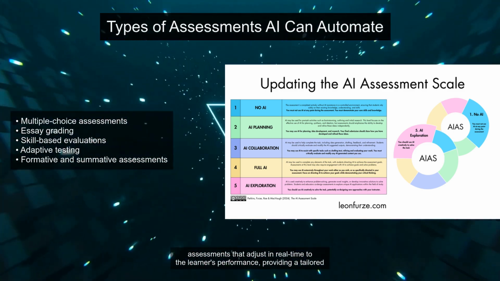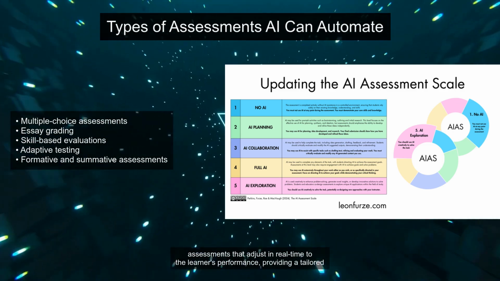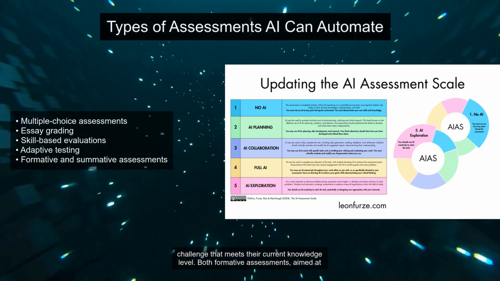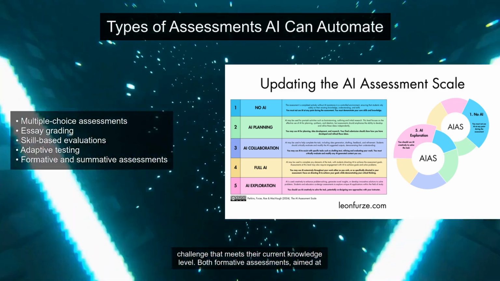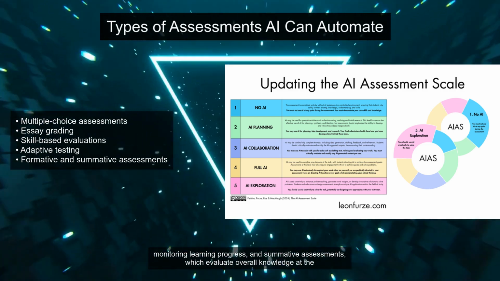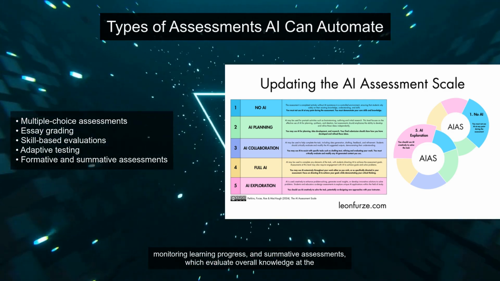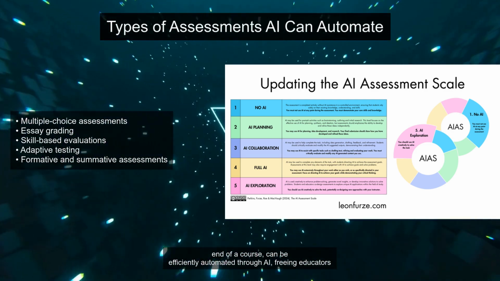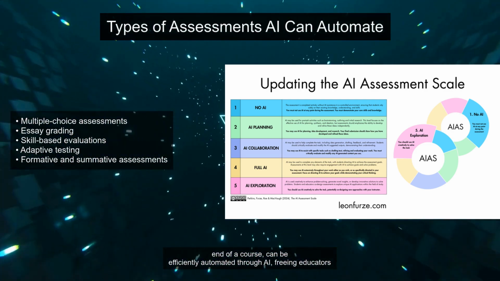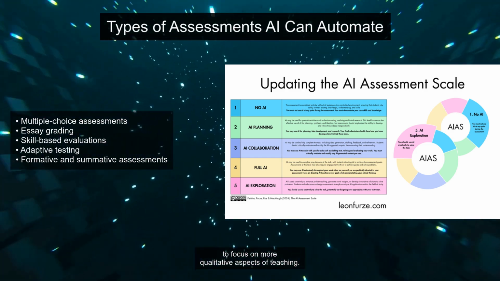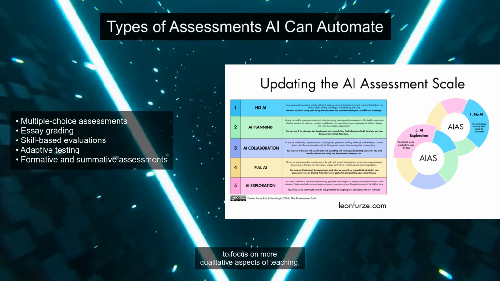Adaptive testing is another area where AI shines, offering personalized assessments that adjust in real time to the learner's performance, providing a tailored challenge that meets their current knowledge level. Both formative assessments, aimed at monitoring learning progress, and summative assessments, which evaluate overall knowledge at the end of a course, can be efficiently automated through AI, freeing educators to focus on more qualitative aspects of teaching.